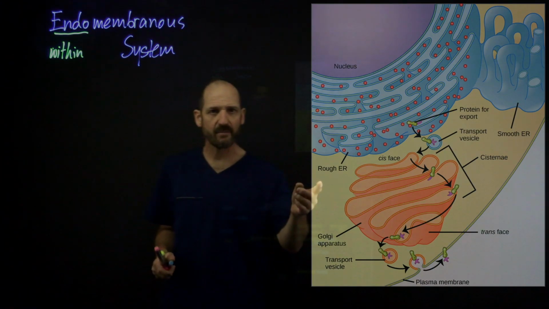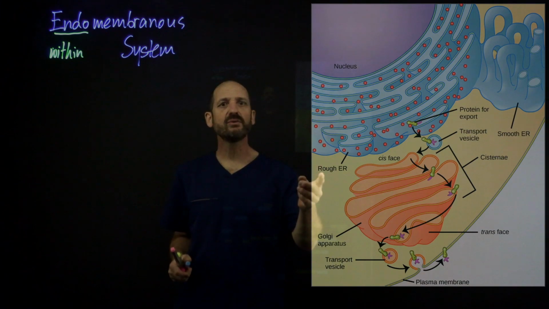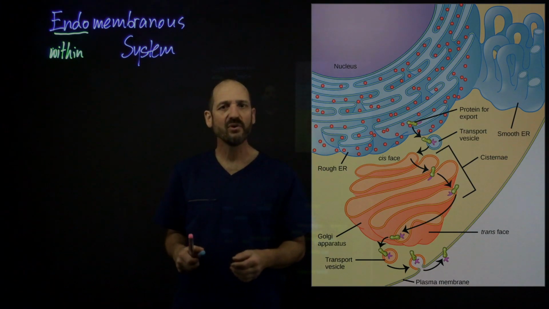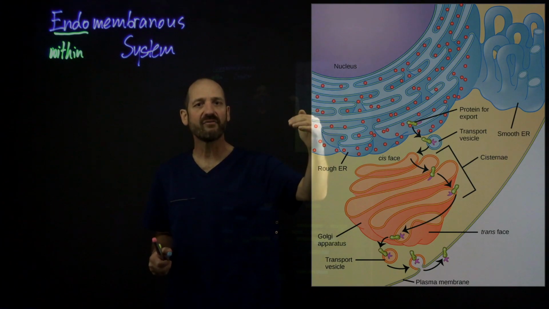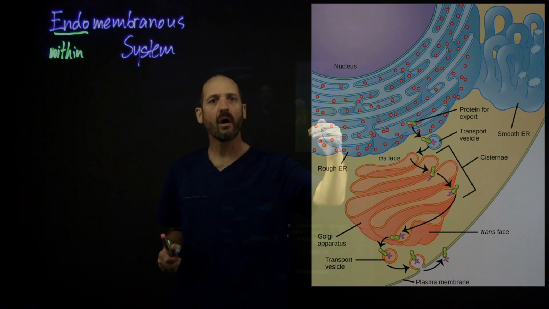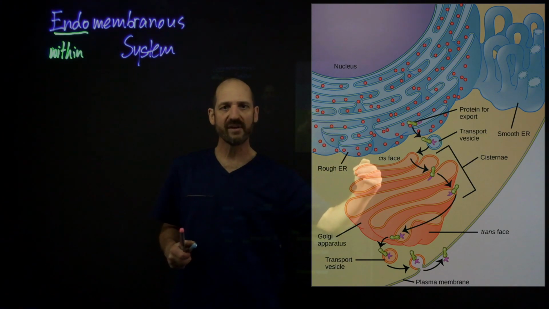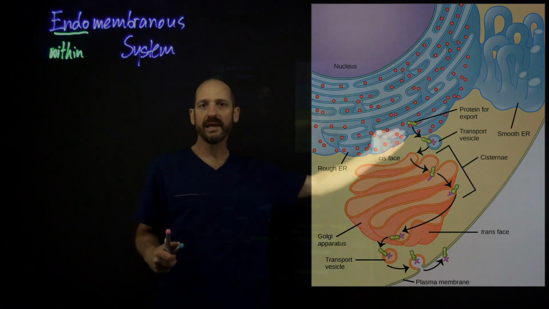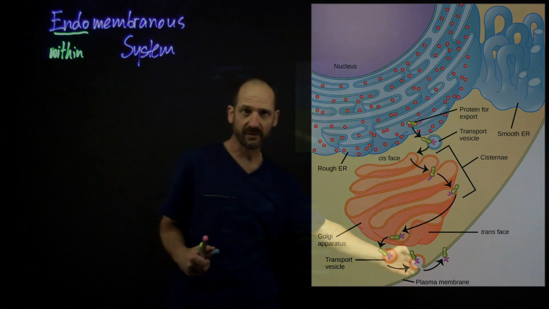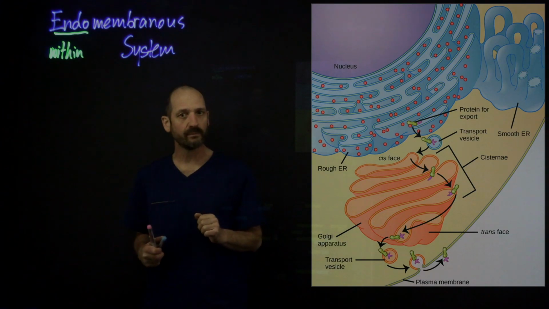Look at the endomembranous system. It's a continuous assembly line from the nucleus, which holds the instructions to make proteins, to a manufacturing part of the system. And then more peripherally it gets to the packaging area, where we ship it out into the cell or the outside world, depending on where it needs to go.